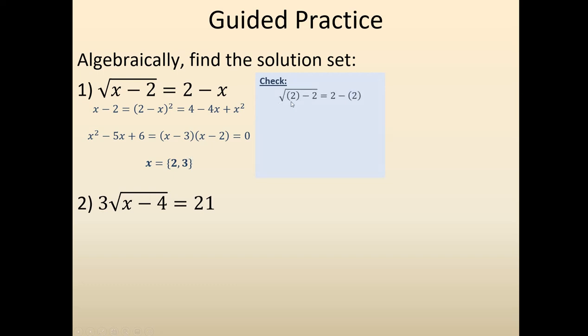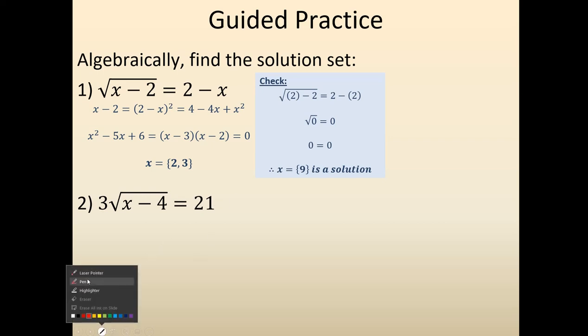So first I'm going to check 2. So I plug 2 into here. The square root of 2 minus 2 equals 2 minus 2. That just becomes the square root of 0 equals 0, which is a true statement. So, sorry, that's a mistake. That should say x equals 2 is a solution.